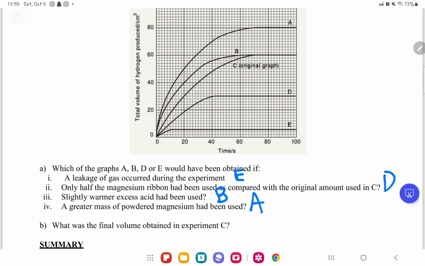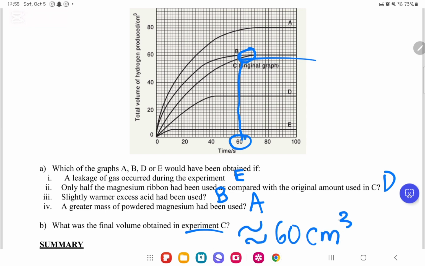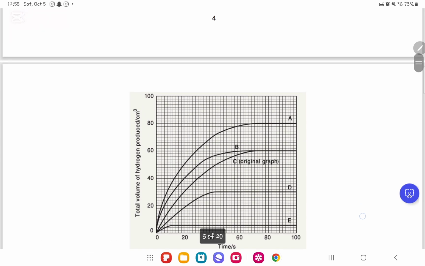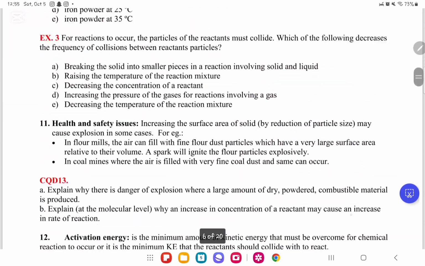Now, what was the final volume obtained in experiment C? So we're going to go to experiment C. We're going to see where is the final volume. It's over here. Why? Because here it starts to decrease, like the rate starts to decrease slowly and then it becomes constant. So at this point over here, we're going to say it is approximately 60 centimeter cubed. That was it for CQD number 2.